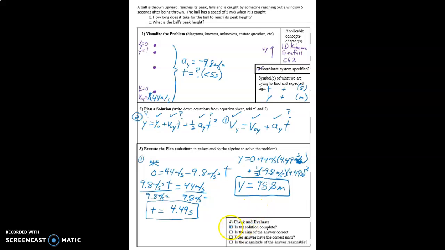Is the solution complete? Yes, we solved for both the time and the max height. The signs make sense. We expected positive numbers for both of those. They had the right units. The magnitudes are reasonable. We already talked about the time, and this, it's going up 300 feet roughly, because there's about 3 feet in a meter.